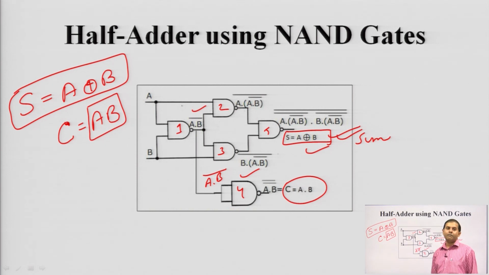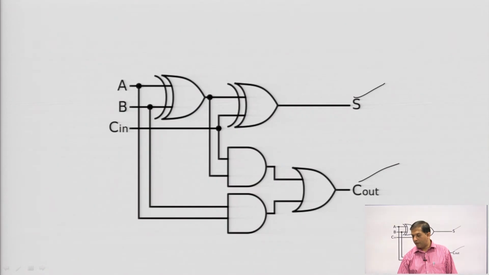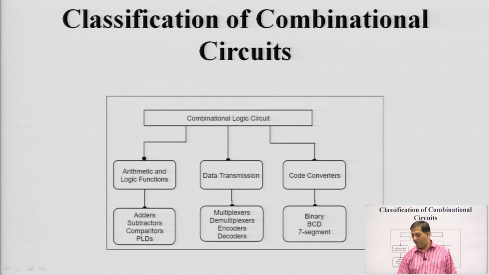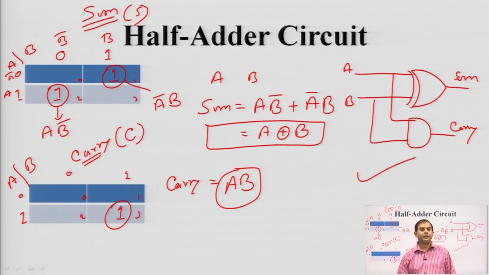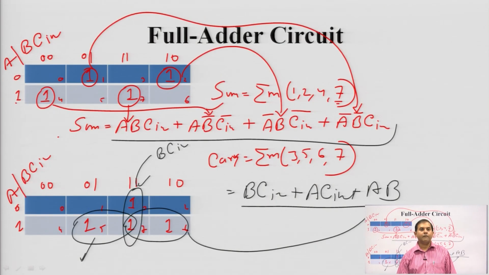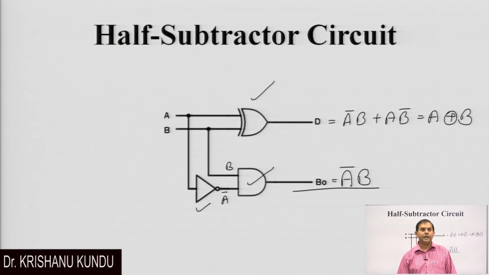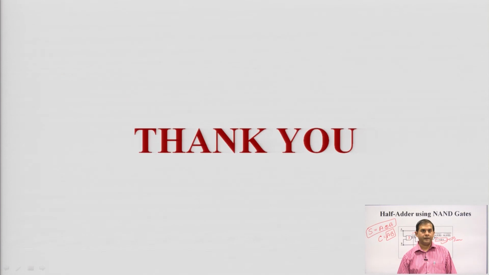Like that you can implement full adder, half subtractor and full subtractor using NAND and NOR gates. Using logic gates, we have implemented the half adder circuit, then the full adder circuit, then the half subtractor and full subtractor circuit. Thank you.